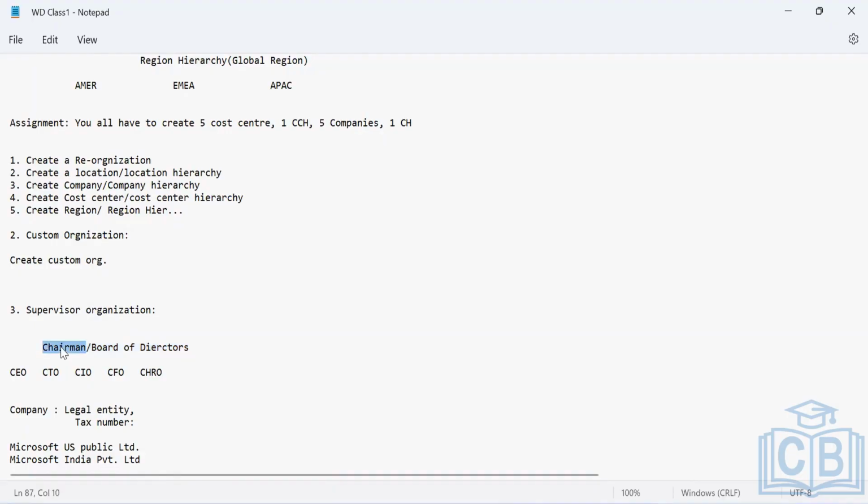Now if the chairman and CEO are the same, you may have seen a lot of organizations where the chairman and the CEO are the same person. It does not mean that the CEO cannot be a separate person. The CEO can be a separate person also. Anybody who is a chairman can be a CEO, but it is not necessary that it will only be a CEO if it is a chairman. The CEO can be an independent person also. For example, Microsoft. Satya Nadella is the CEO. Satya Nadella is not the owner of the company.